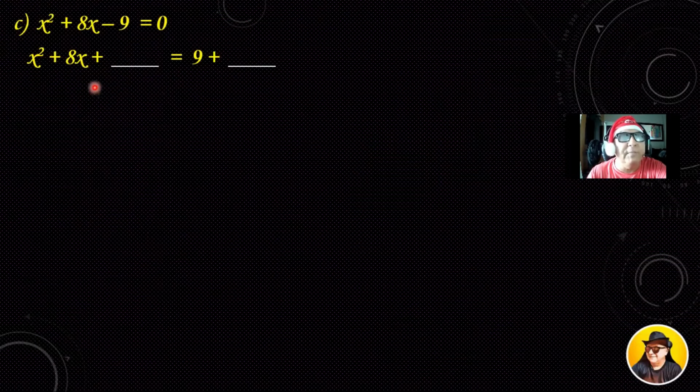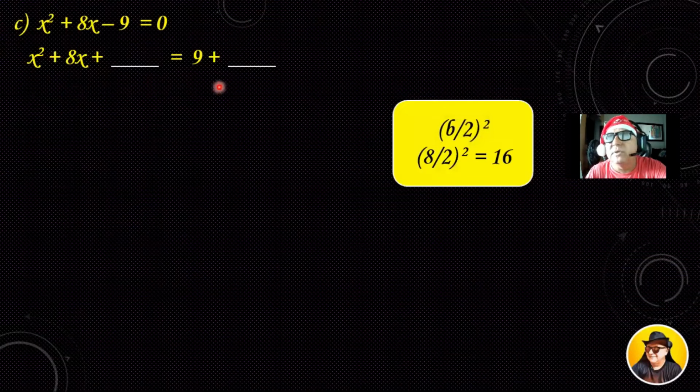So b, what's b? B is plus 8. So b over 2 squared is 8 over 2 squared. Well, 8 over 2 is 4, and 4 squared is 16. So the number we are searching for is 16. So write 16 on both sides of the equation. Now I have here a perfect square trinomial, okay?